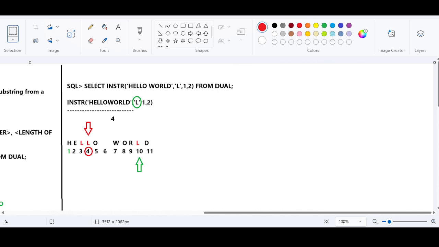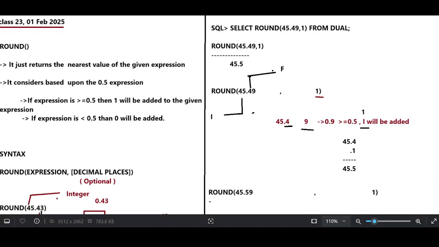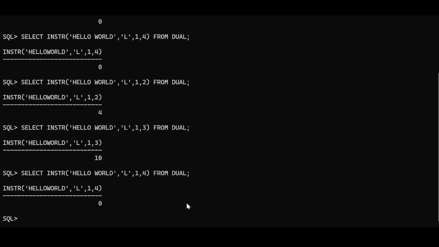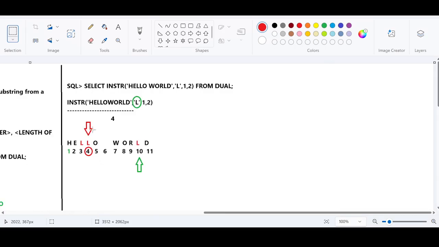Let's see this example. Now let me change the positions here. L occurrences. I want to take the position as 4. From the fourth position, I want to find the first occurrence of L. You are getting 4 here. Why are you getting 4? Any idea? This is the fourth position: 1, 2, 3, 4. You are finding the first occurrence, and the first occurrence is the 4 itself, isn't it?